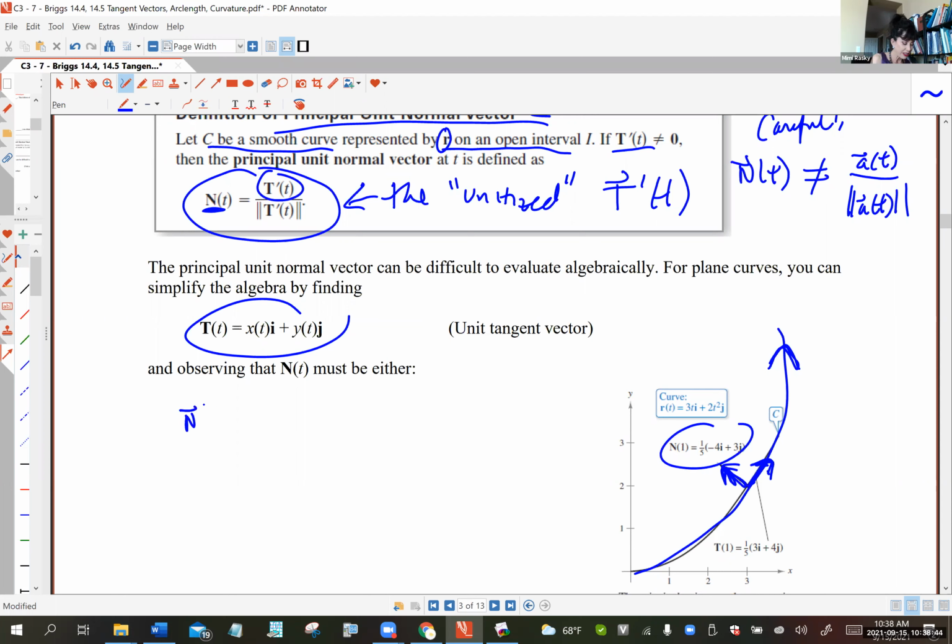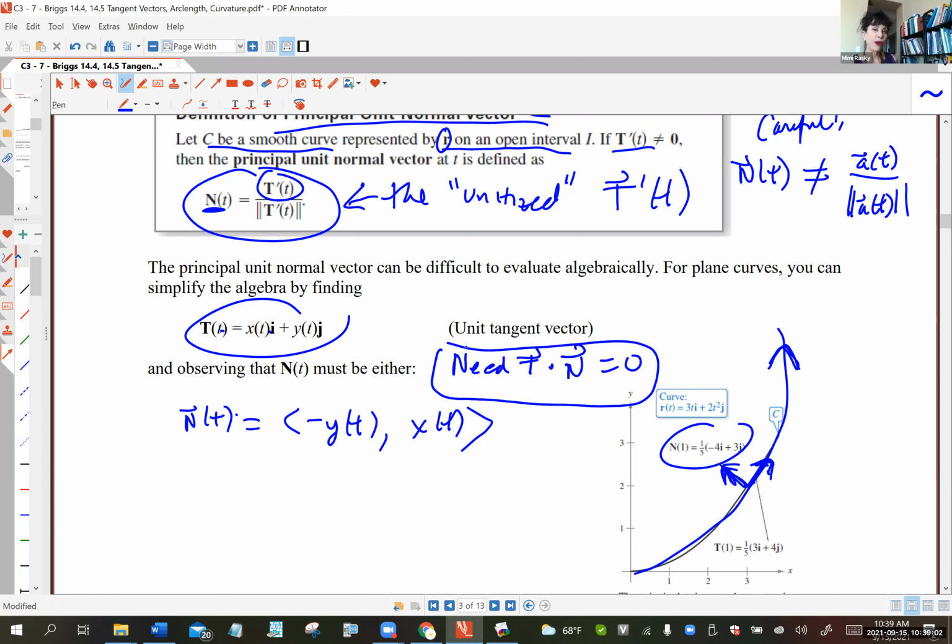So what we're saying here is the 2 cheating choices would be negative y of t, x of t, because if you take the dot product of T and N, remember you need T dot N equaling 0. That's another good true false question. Hey, is big T dot product with N always equal to 0? The answer to that is true. Absolutely. So this is one choice, or the other choice that would work, you basically swap these components and take the negative of one of them. That's all they're saying. You choose the one pointing in the direction the curve is turning. So that's kind of cool.